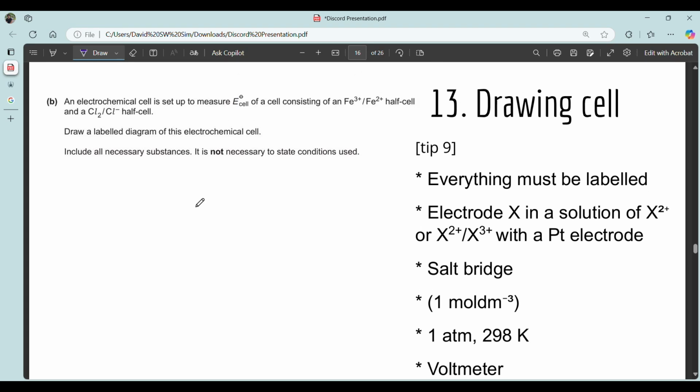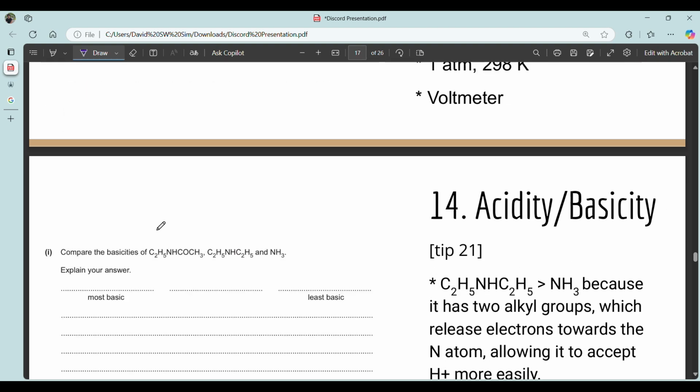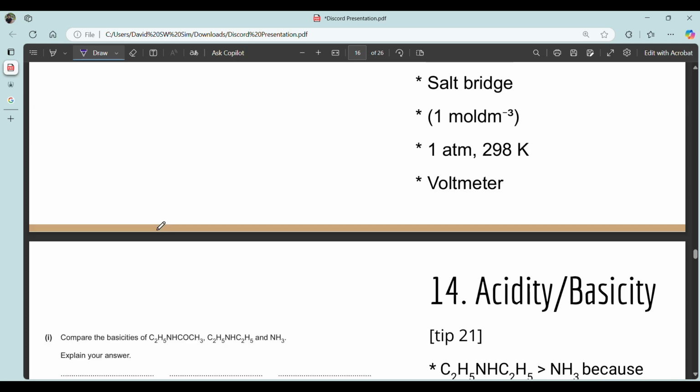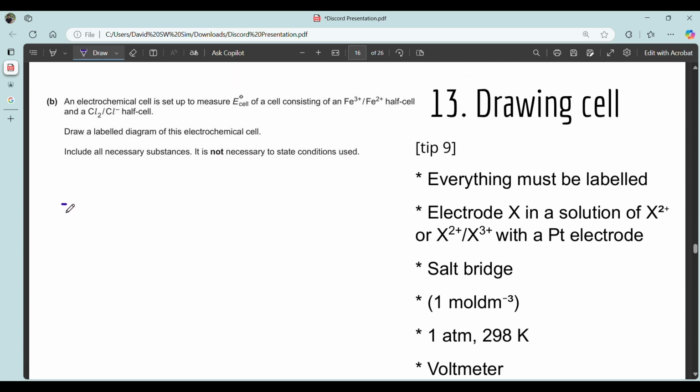Okay, so next we go on to drawing the electrochemical cell. For an electrochemical cell, there is actually a very specific format. You have to draw two cells like this, okay? And in one cell, you have to draw the electrode. So we have the Fe3+ and Fe2+ electrodes on one side.